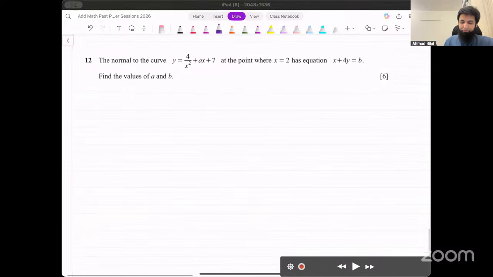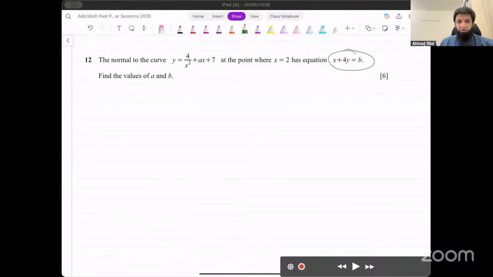So they're saying the normal to the curve at the point where x is equal to 2 has this equation. Find the values of a and b. What we can do is we can find our own equation and compare it with the one that they gave. That is one possibility. Let's do that. Let's find the equation of the normal and see what that turns out to be.